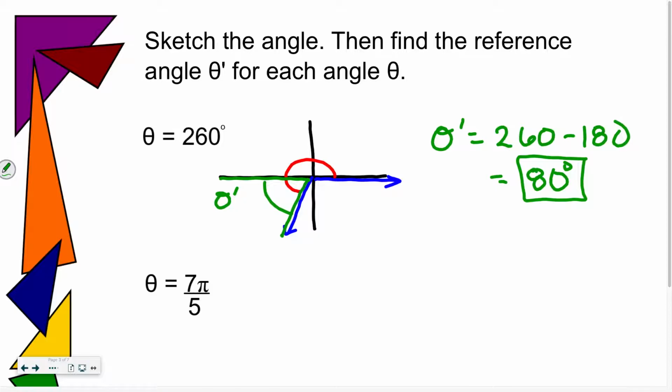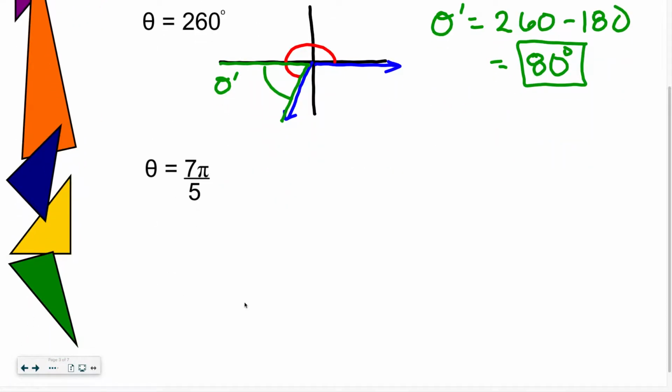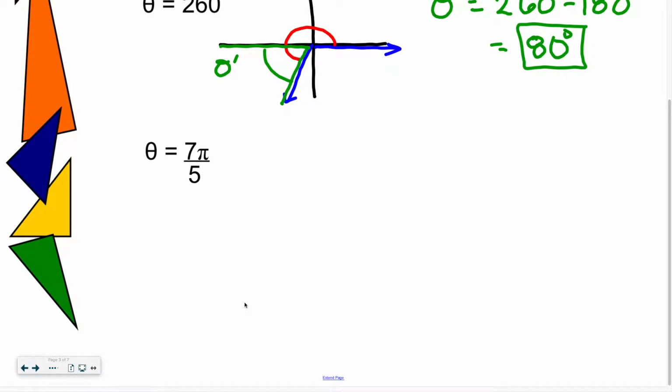Okay, see what you can do for me with 7 pi over 5. In radians, don't change it to degrees. Give yourself a moment to think about it. You'd be happier in Algebra 3 and pre-calculus if you at least try radians in Honors Algebra 2. My saddest students are the students that always convert. Where is 7 pi over 5 going to show up?